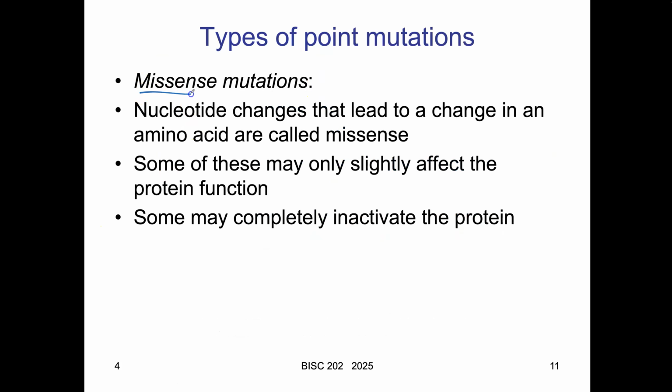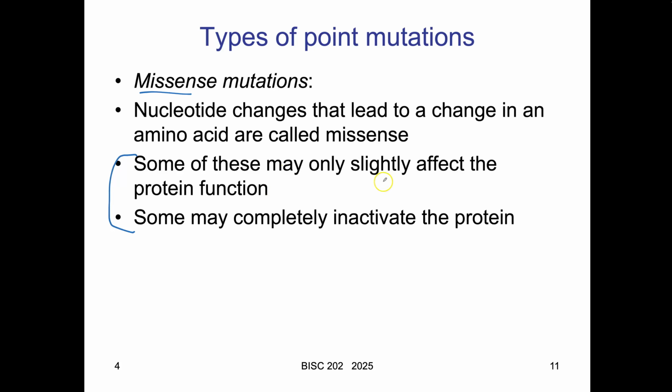Okay, next is missense. Missense means the wrong sense or the wrong amino acid. So what this does is the nucleotide change actually does change the codons, and so it changes a codon for glycine into one for glutamine or something like that, or glutamate. And so these can have a huge or a minor effect.